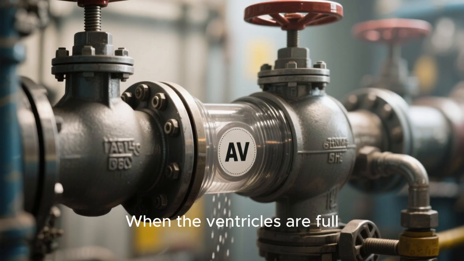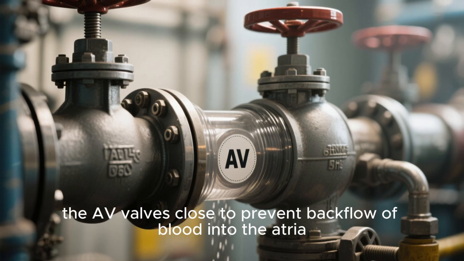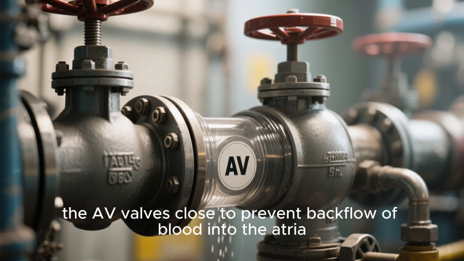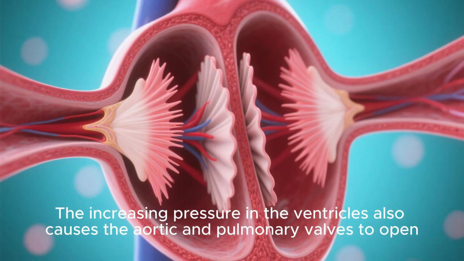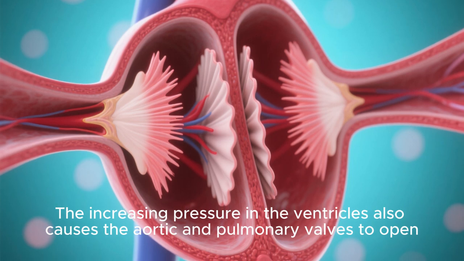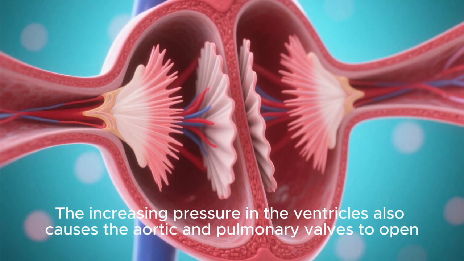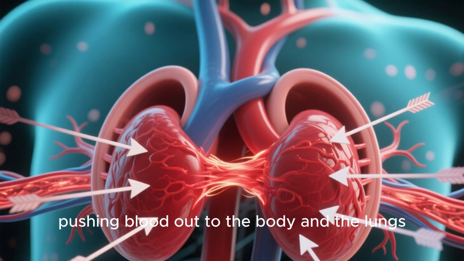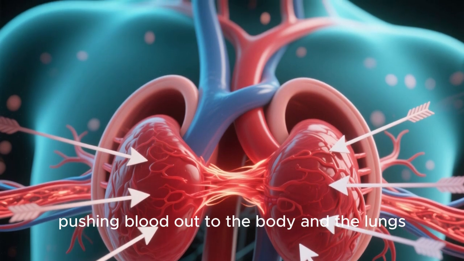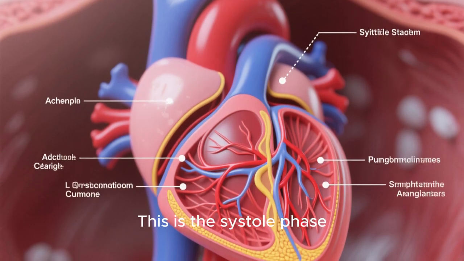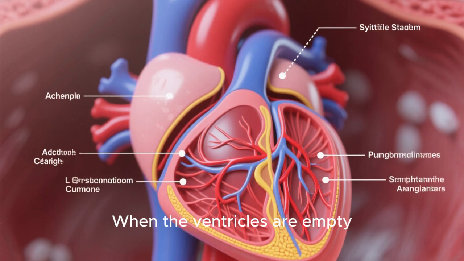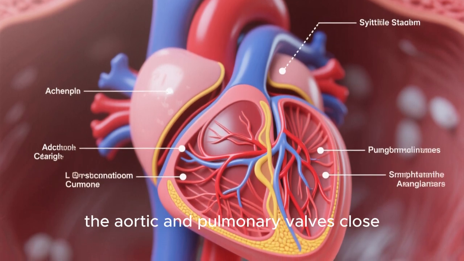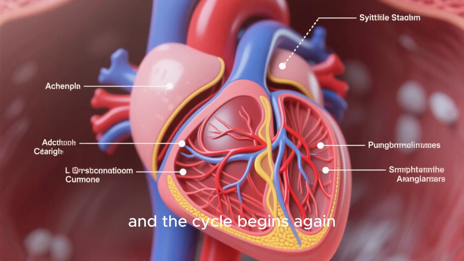When the ventricles are full, the AV valves close to prevent backflow of blood into the atria. The increasing pressure in the ventricles also causes the aortic and pulmonary valves to open. The ventricles then contract, pushing blood out to the body and the lungs. This is the systole phase. When the ventricles are empty, the aortic and pulmonary valves close, and the cycle begins again.